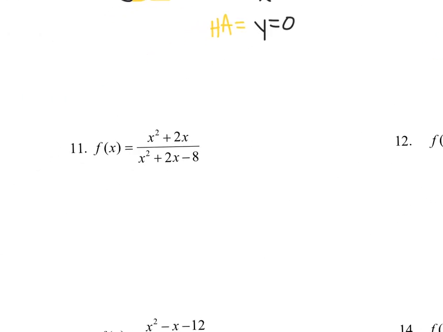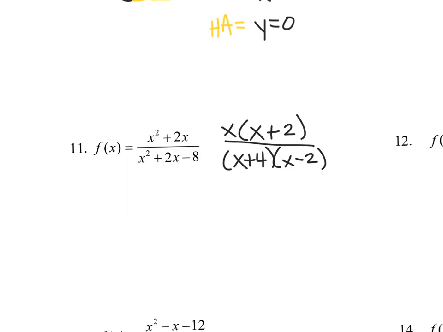Okay, number 11. I'm going to factor out the top. The numerator turns into x times (x + 2), and the denominator turns into (x + 4)(x - 2). So I'm looking for common factors. There's no hole, because there is no exact same common factor. Then I'm going to find the vertical asymptotes, which are x equals negative 4 and x equals 2.